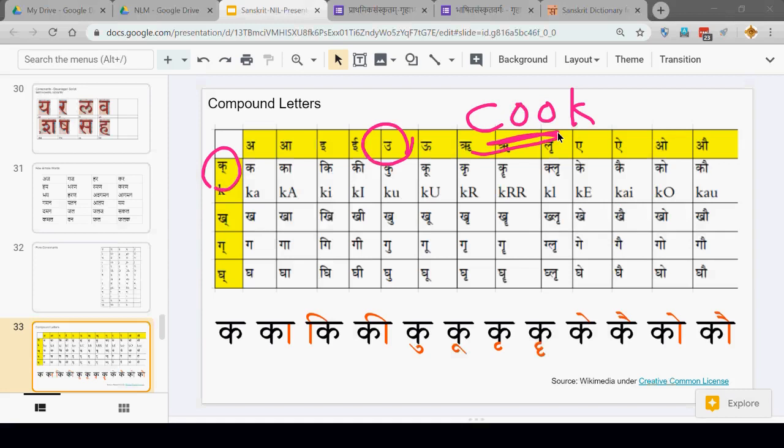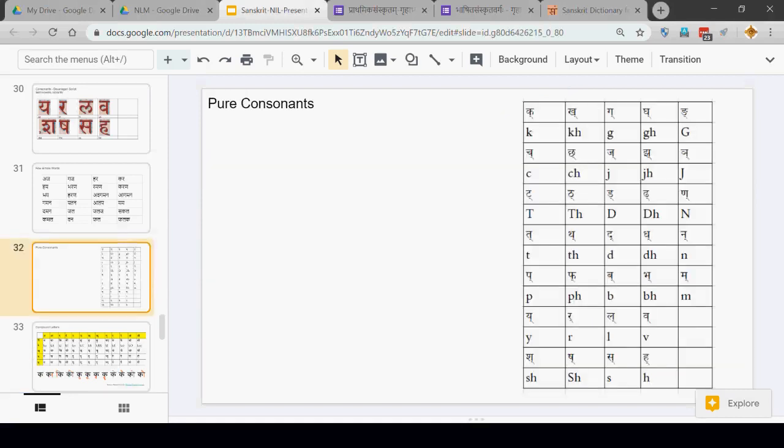To write that in Devanagari, that ku syllable, first we start with the base symbol for the K consonant sound, with the a already there, that is the base. And then we touch it again. There should be a touch between the two here. So a loop with this curly symbol at the bottom. This makes it ku.